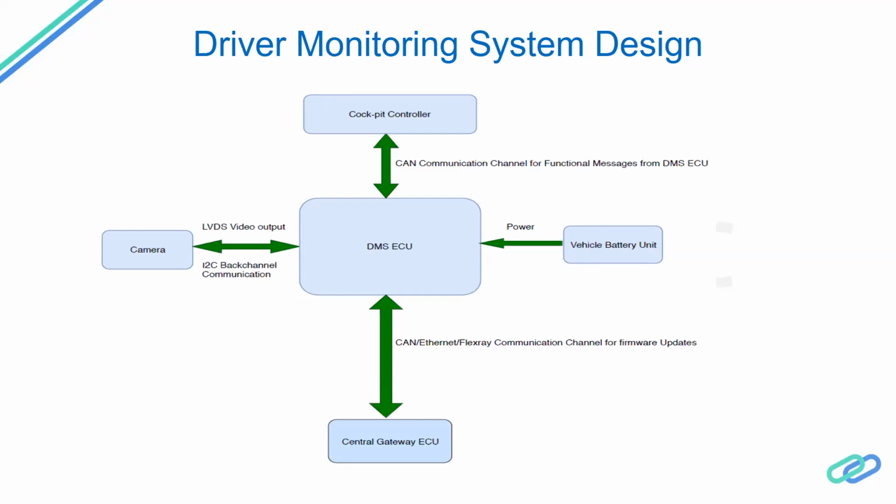They can communicate with the central gateway ECU, so that usually the flash programming is done through the central gateway ECU, so that it will have a common vehicle network to the programming tool. So they will have a CAN, Ethernet or FlexRay communication channel interface with the central gateway ECU.